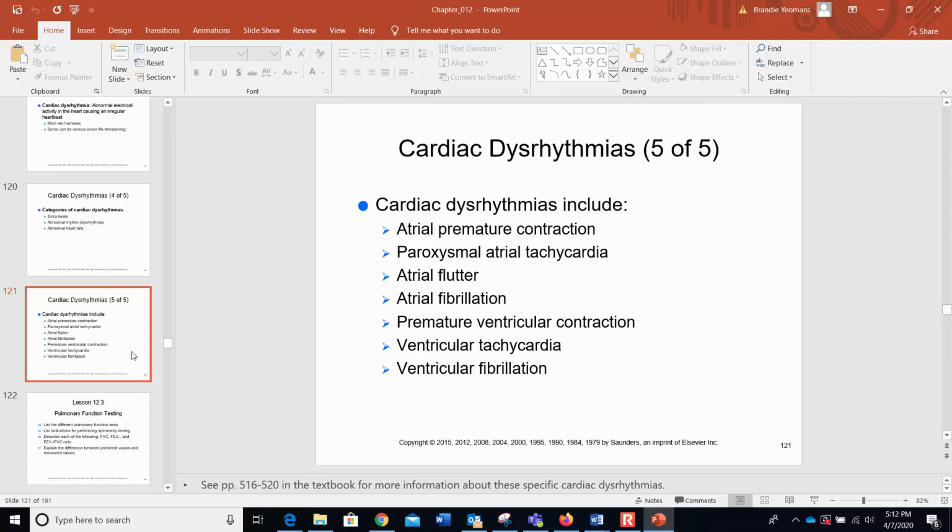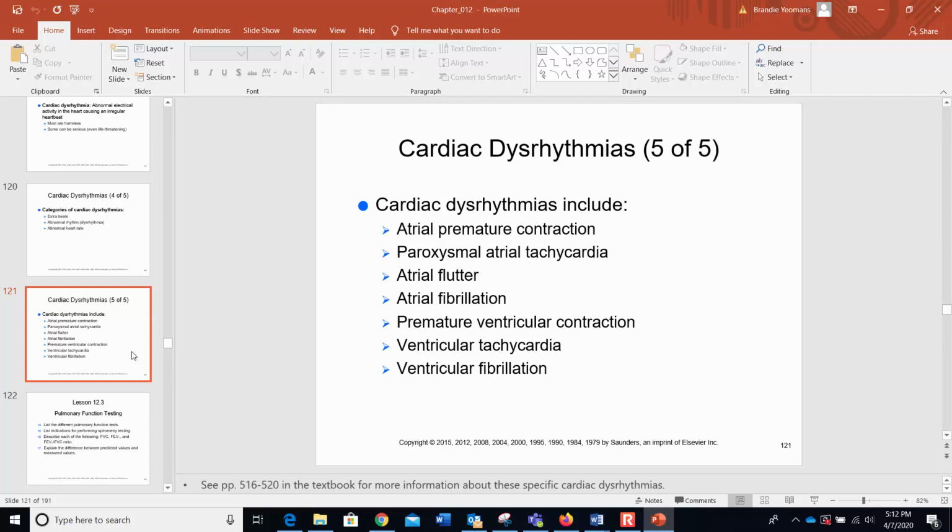Then we have PAC, which is the premature atrial contraction, and this is where we see that a beat comes before the next normal beat is due. So the most distinguishing thing that we're going to see when we're looking at that on a piece of paper is that the P wave of the premature beat actually has a different shape from the P wave of the normal beat. With this one, it'll have a normal QRS complex and a normal T wave. But remember, the P wave is going to be different.